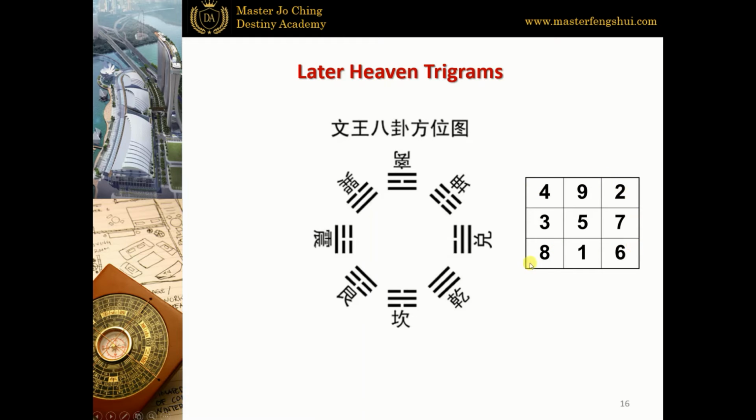On my right hand side here, this is the Luo Shu. I just put it over here so that it can give us some comparison. In fact, if I express the later heaven trigrams as numbers, you will see that Li Gua is number 9, Kun Gua is number 2. So we can use this interchangeably. Although they are different, in terms of the numbers, the numerology, they share the same thing.